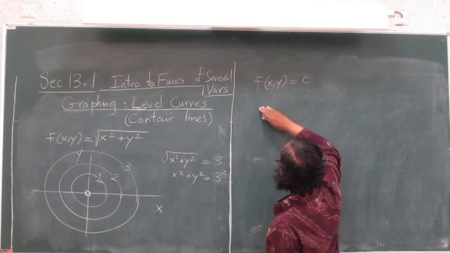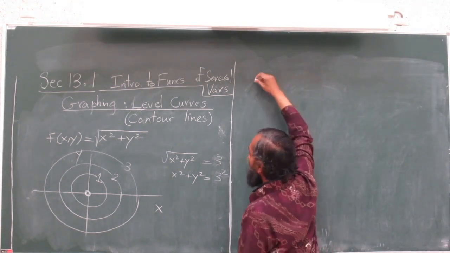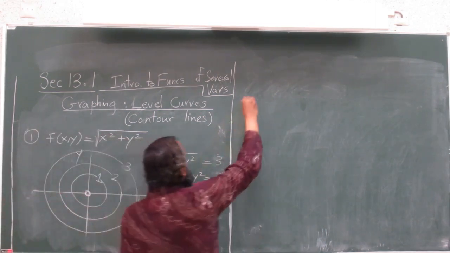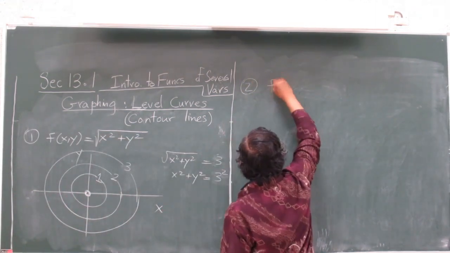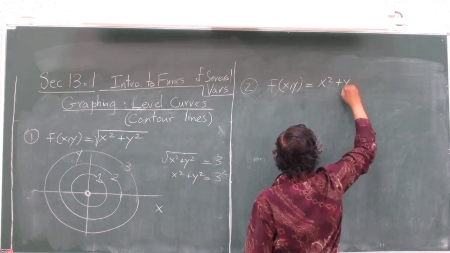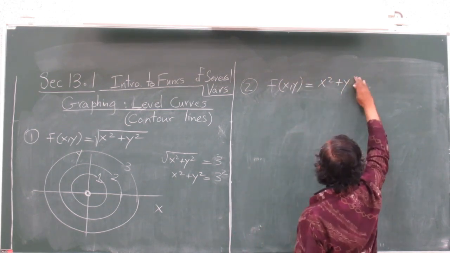Let's take a different example and see how very similar looking formulas or level curves can really be quite different surfaces. f of x, y equals x squared plus y squared. Okay?